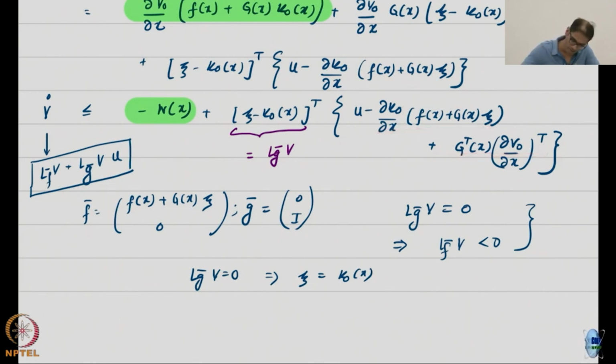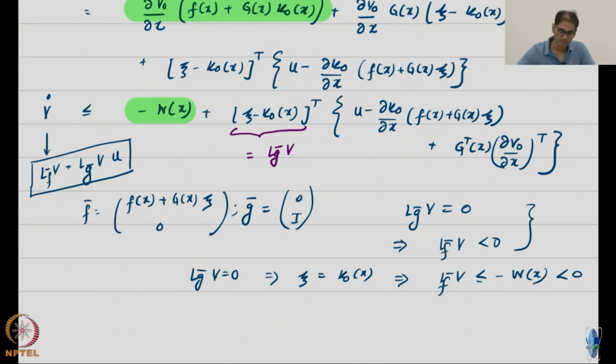So what am I left with? This implies that LF bar V is less than or equal to minus W x, which is negative definite by assumption. I hope this is clear. This is how we test for CLF.